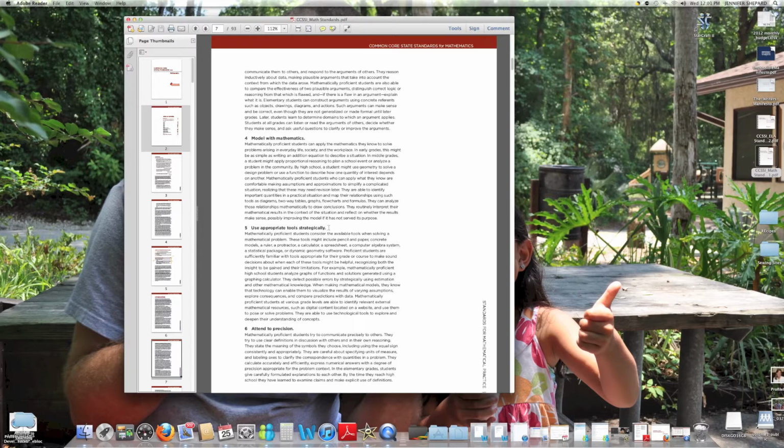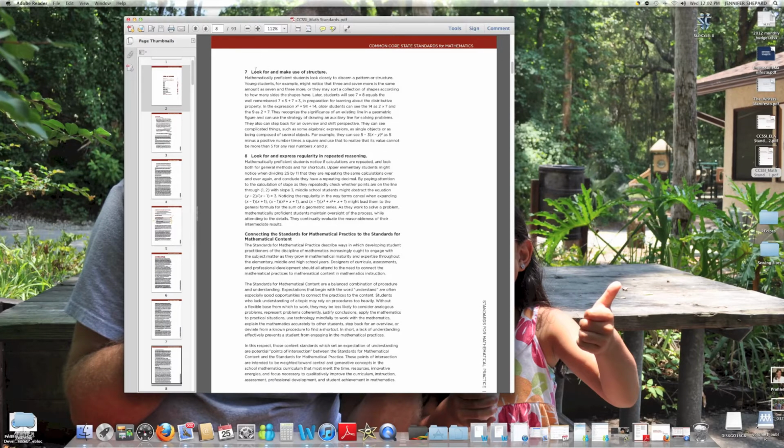Standard 5, use appropriate tools strategically. Standard 6 is attend to precision. Standard 7 is look for and make use of structure. And Standard 8 is look for and express regularity in repeated reasoning. Those 8 standards are essential to all students, grades kindergarten through 12. And then there's a narrative down here explaining how to connect these standards for mathematical practice to the standards for mathematical content, which is what we're used to.